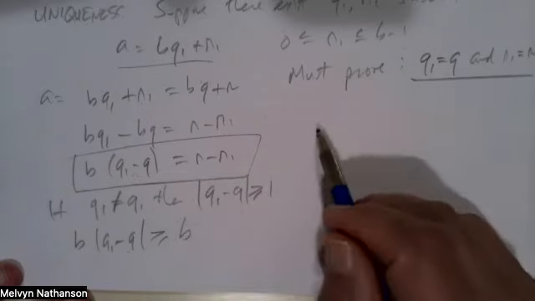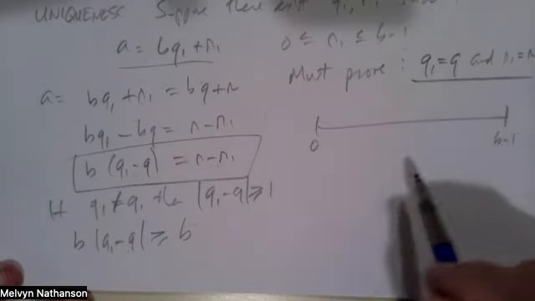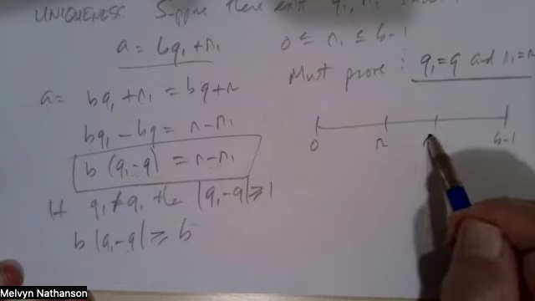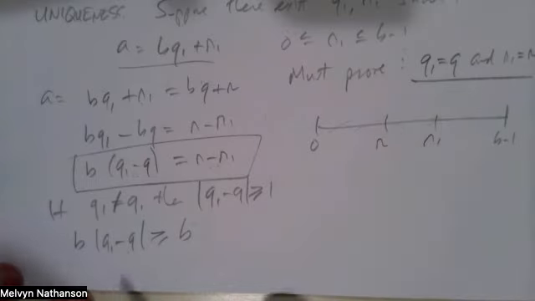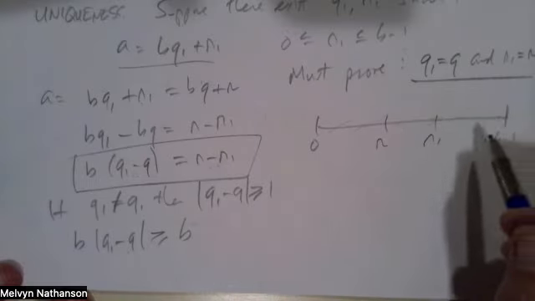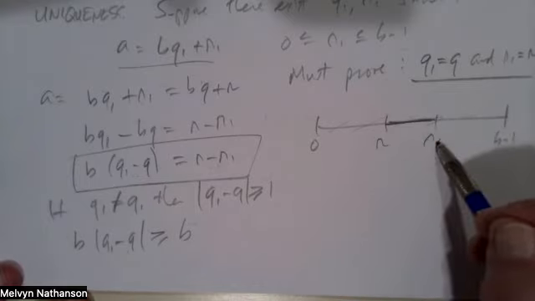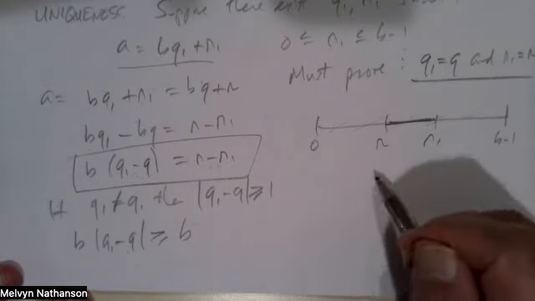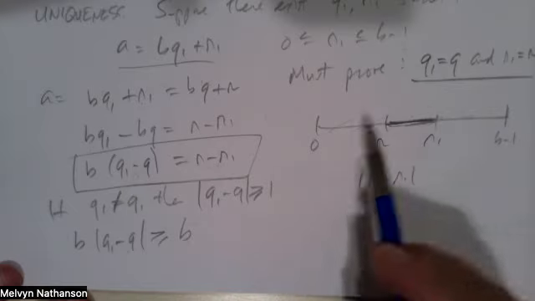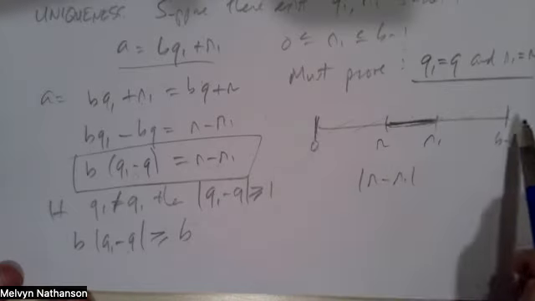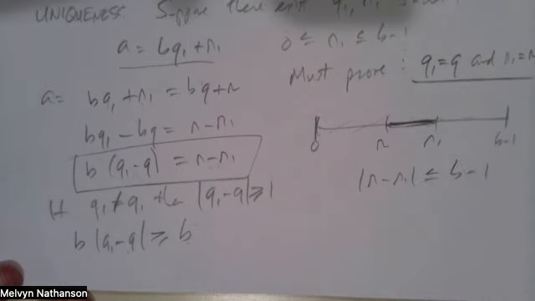But what about r minus r1? Here I have 0 and b minus 1. And r and r1 are two numbers in this interval. What's the biggest distance apart they can be? You could have r bigger than r1 or r1 bigger than r, but the absolute value of r minus r1, the distance between these two, is at most the distance from the left-hand side to the right-hand side of the interval, is at most b minus 1.